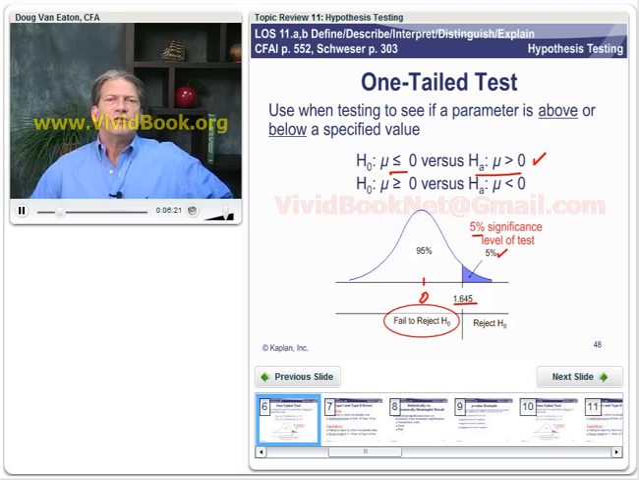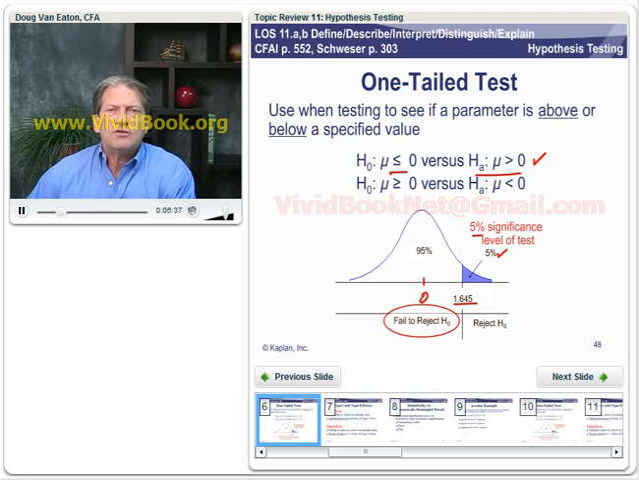Remember, 1.65 was our factor for a 90% confidence interval. Well, a 90% confidence interval puts 5% in each tail outside the 90%. So here with a one-tailed test, we're using 1.645 to get 5% in this tail and have a 5% significance level. And that significance level means that we'll only reject this null hypothesis that the mean equals 0 5% of the time when it's actually true.